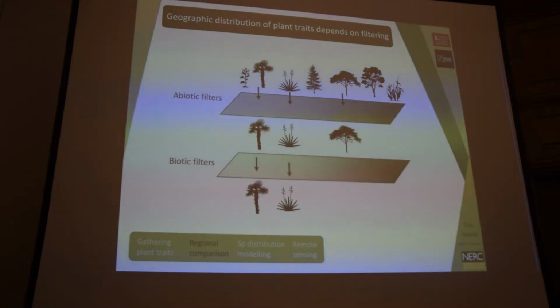Ecological filtering, as described by Professor Paul Keddy, offers a framework for thinking about the geographic distribution of plant traits. So over time, both abiotic and biotic filters in a location retain particular combinations of plant traits suitable to the local situation. And in areas where abiotic convergent filters are strong, you would expect the range of traits to be narrow and constrained.